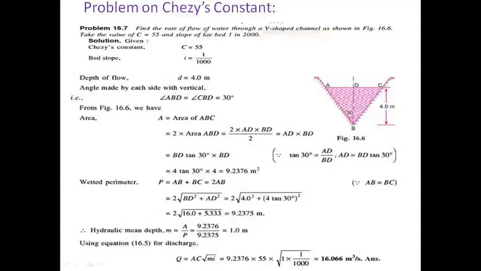So now find out the discharge, or rate of flow, of the V-shaped channel. Q equals A into C root of m i is the formula. A equals 9.2376, into C, Chezy's constant, which is given as 55, into root of m, the hydraulic mean depth value 1, into i, the slope of the bed of the channel, given as 1 by 1000. Finally we get 16.066 meter cube per second. This is the rate of flow for the V-shaped channel.